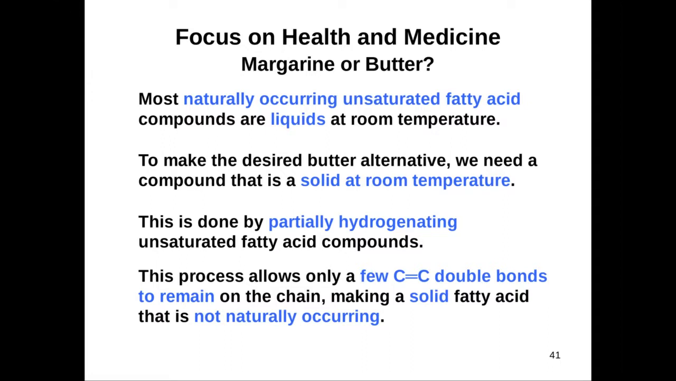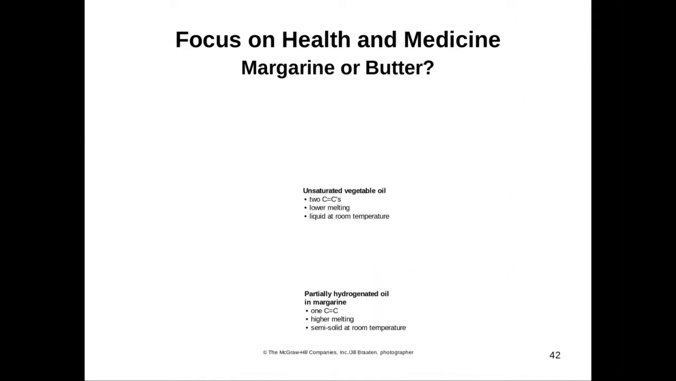So what we do to make butter alternatives like margarine is partially hydrogenate them, so we stick hydrogen onto unsaturated fatty acid compounds. This process allows a few CC double bonds to remain on the chain, but it adds enough single bonds back in to make them solid at room temperature. So this partial hydrogenation is what makes margarine, which is theoretically healthier than regular butter, though less tasty, solid at room temperature, where all indications tell you, because it has double bonds, it should be liquid.